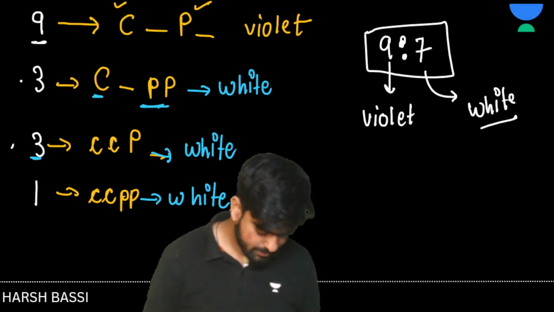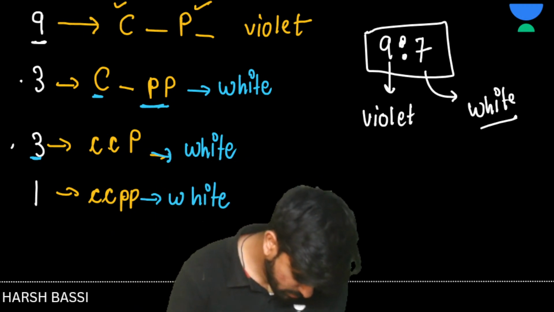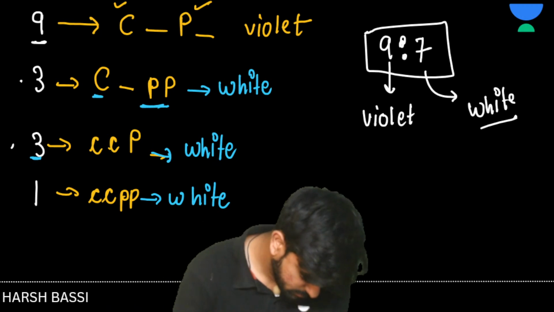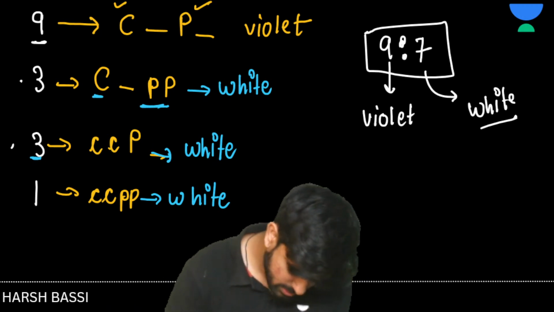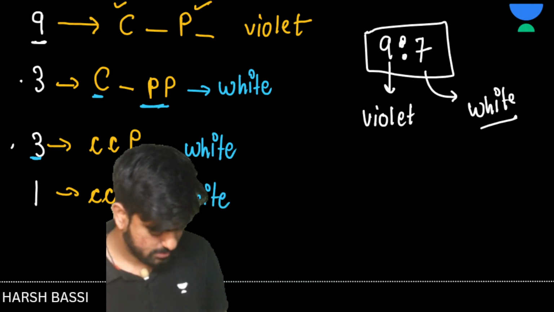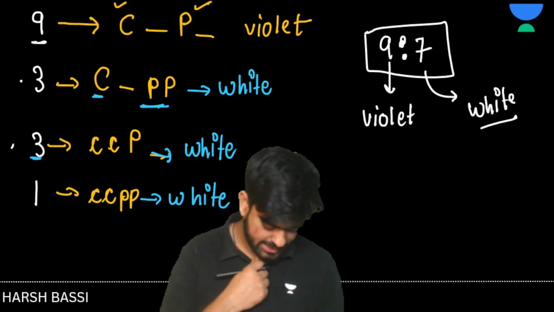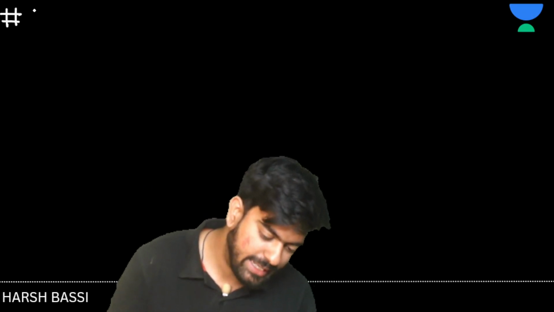Clear to everyone? Any doubts anywhere? Let me know in the comment section. Any doubts anywhere, guys? No doubts? Great. If you have no doubts, then let's move forward. So this was all about the complementary gene interaction. Now, let's move on and talk about the duplicate gene.